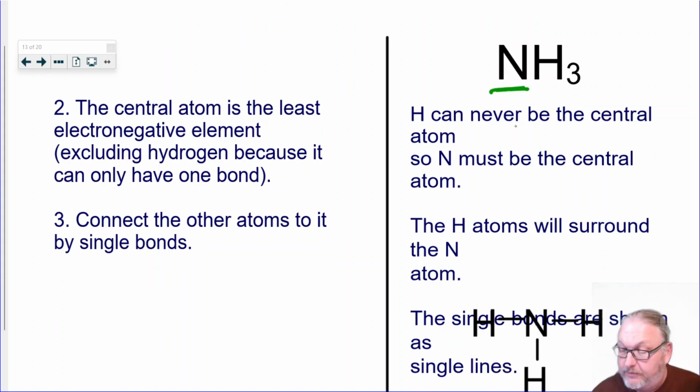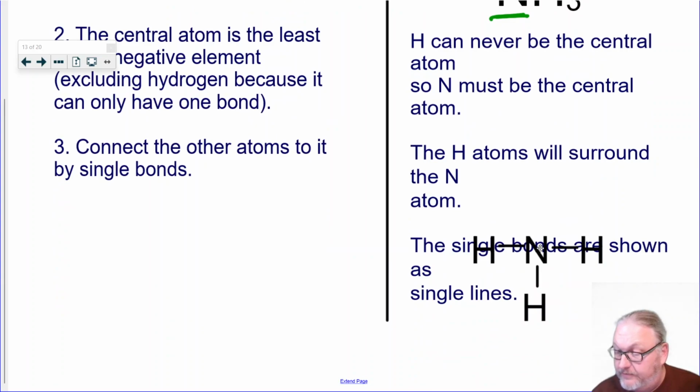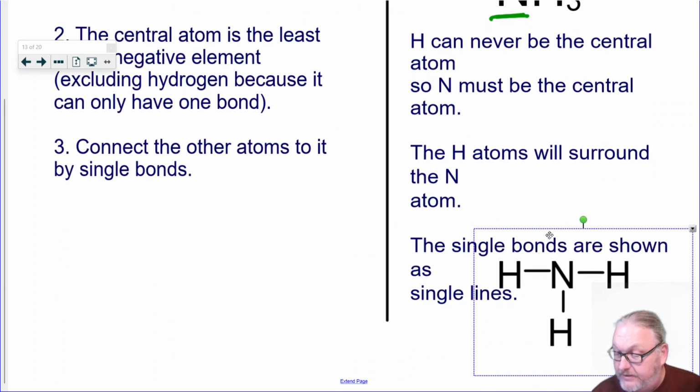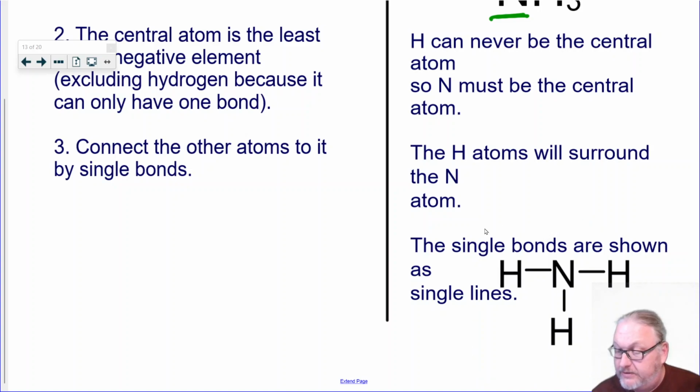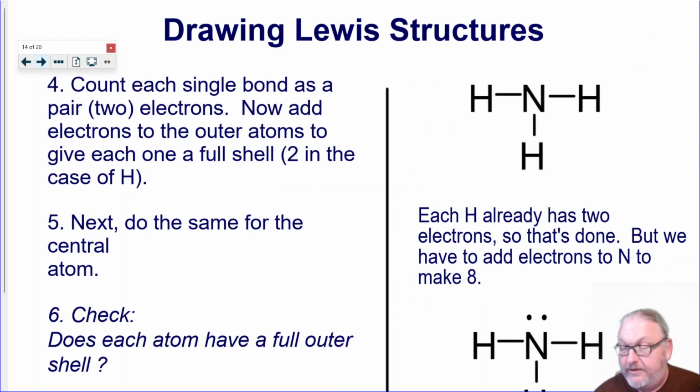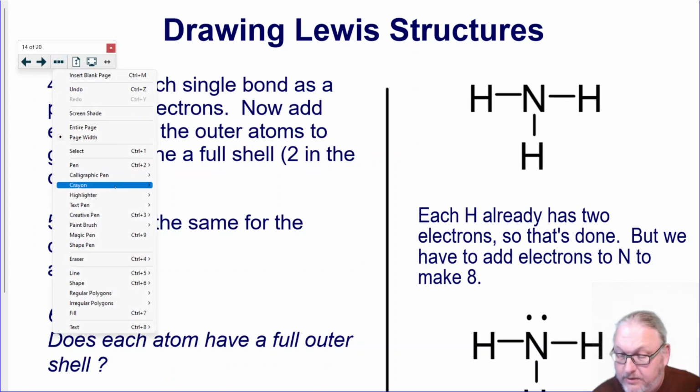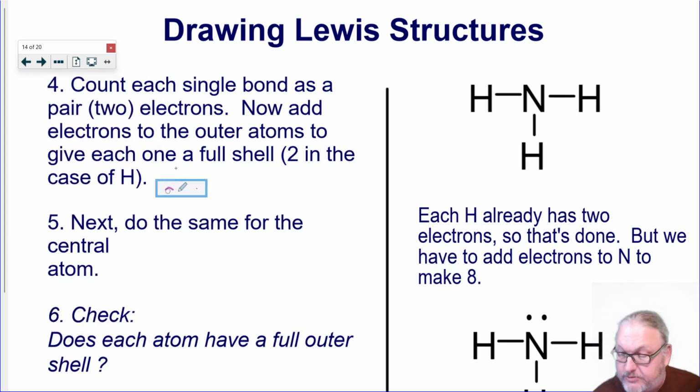Then we're going to connect the hydrogens to nitrogen with a single line, which would be a pair of electrons. Nitrogen is central because it's the least electronegative, and it can't be hydrogen. So each of those would be 2. I'm going to go ahead and label those. Let's switch to purple. So there's 2, 4, 6 electrons.